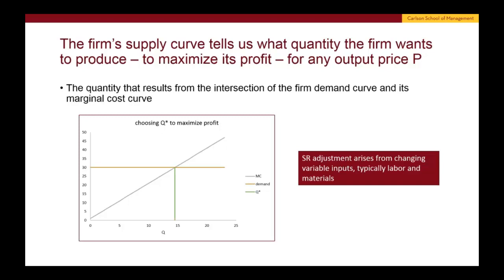And what this thought experiment gives us is the firm's short-run adjustment, its response of quantity to the price. That short-run adjustment arises from changing the variable inputs that the firm uses that are typically labor and materials.